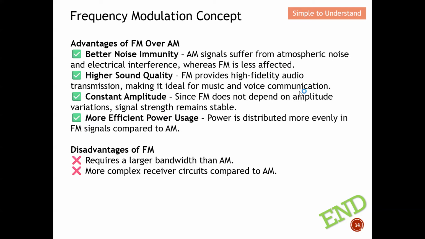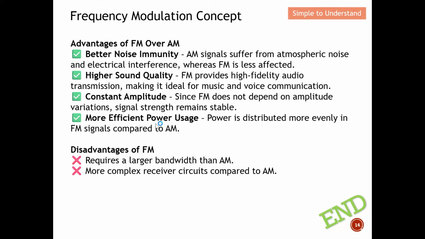Therefore nowadays, we still have FM broadcast, while AM broadcast has faded out because AM is very subject to noise. FM also has a constant amplitude. Since FM does not depend on amplitude, the signal strength can remain stable. As compared to AM, the amplitude varies, so when the amplitude becomes low, it may be very vulnerable to noise. But for FM, the signal strength remains the same because the amplitude is still the same. It is also more power efficient when we use FM, because the power is distributed more evenly in FM as compared to AM.